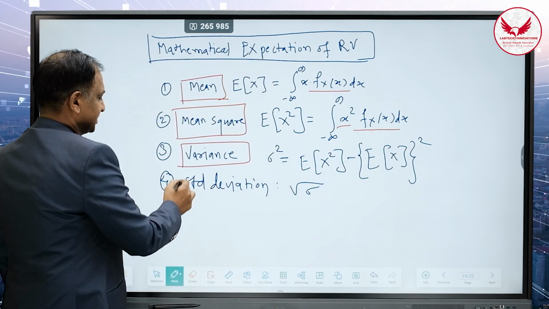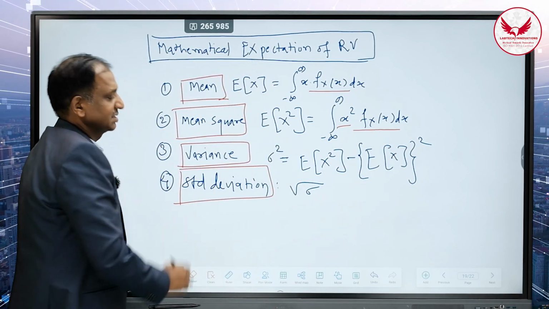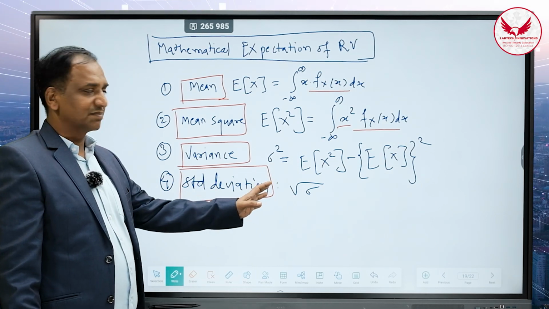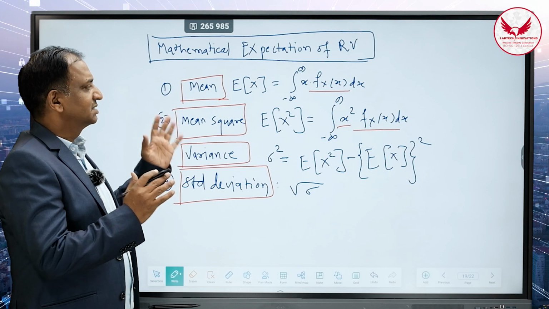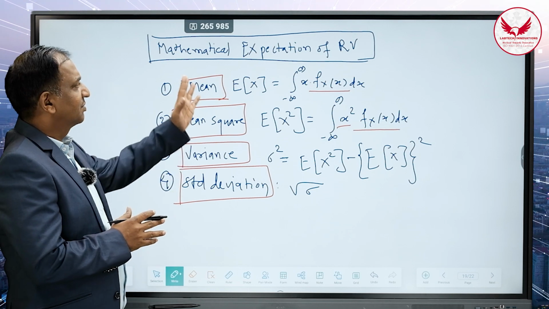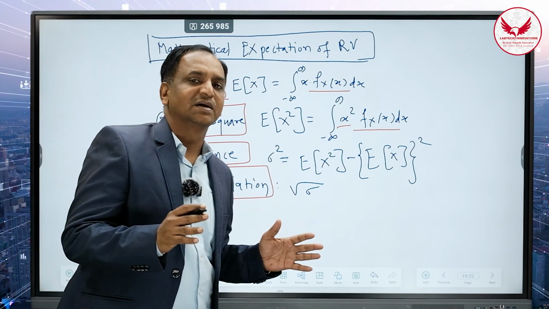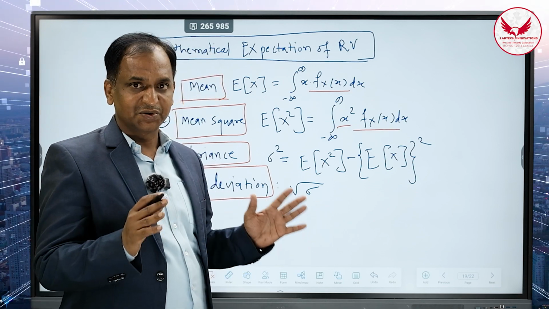And the last parameter, one of the important measures for the probability model, is the standard deviation, that is the square root of the variance, sigma. If you know these 4 formulas, you can find out the statistical values of that particular probability density function, and you can predict many things about it.